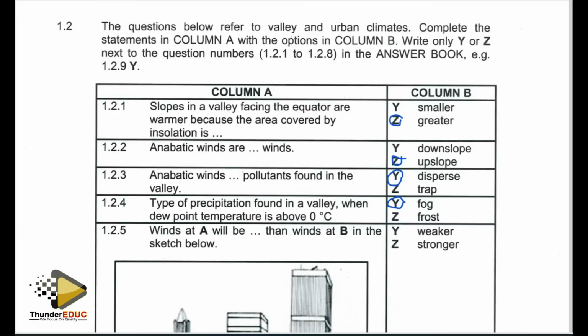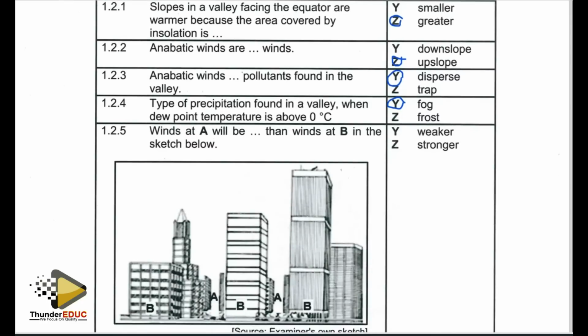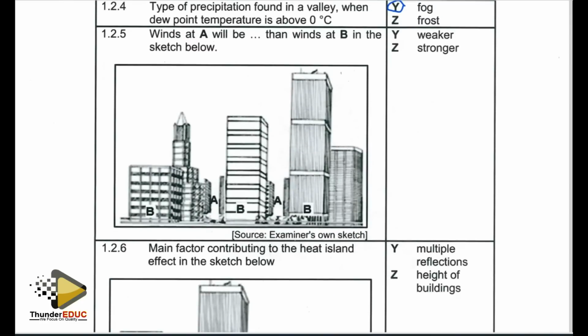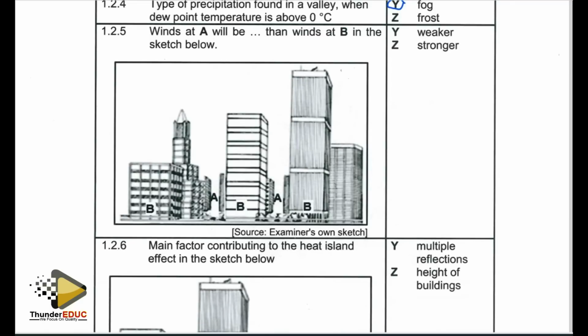We move on to the next question, number 125. Winds at A will be dash than winds at B in the sketch below. Let's try to analyze the sketch. We are seeing winds blowing in an urban environment, where B is falling on an open space, just by the sides of the taller buildings, and A is falling within the taller buildings.